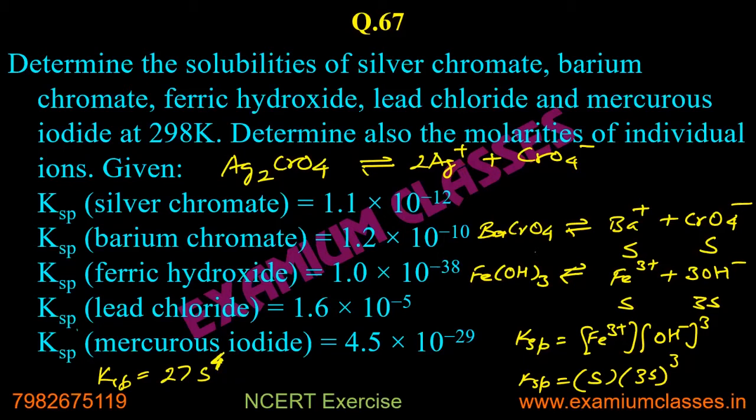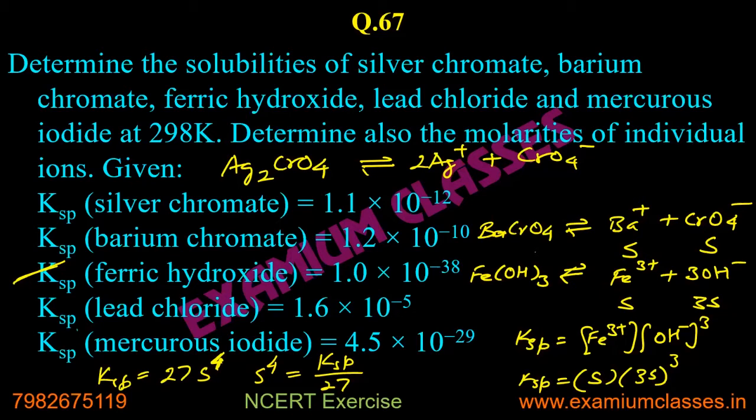So in case of the third one, that is ferric oxide, you might need to take log, because what you will get is S to the power 4 equals Ksp divided by 27. So you will get the value of S to the power 4, and to get S, either take log or take a square root and then a square root. If you are not able to solve, then let me know. Okay.